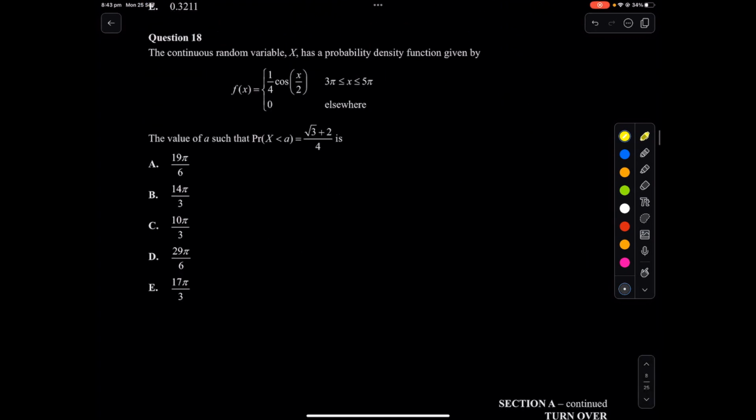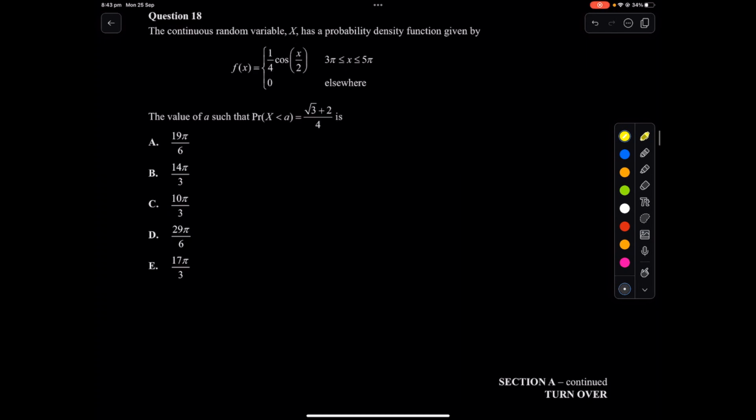The continuous random variable x has a probability density function given by this. The value of A such that the probability that x is this is what? Okay, not too bad. So we're saying the integral from 3 pi to the value of A of f of x dx is equal to root 3 plus 2 over 4. And what's the value of A? Easy. Let's just use our calculator.